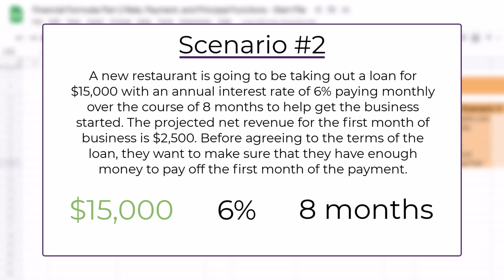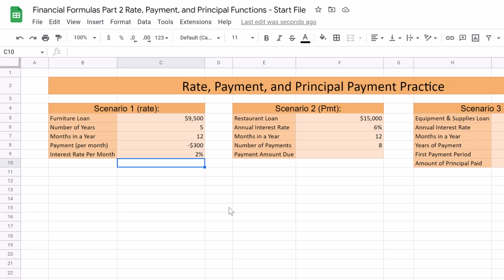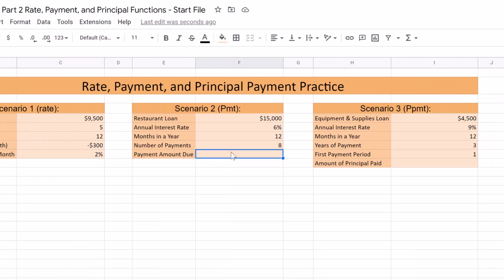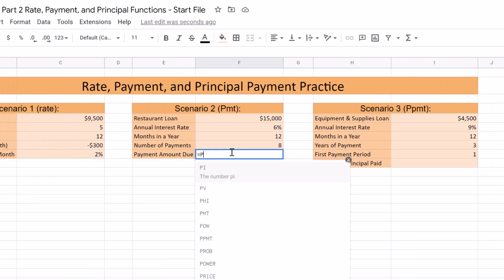The projected net revenue for the first month of business without the loan is $2,500. Before agreeing to the terms of the loan, they want to make sure that they have enough money to pay off the first month of the payment. The payment function will then help us determine if applying for this loan would be a good financial decision or not. First, let's double-click in cell F9 and type equals PMT with an opening parenthesis.